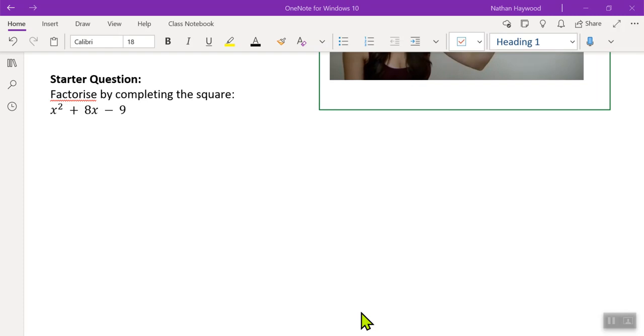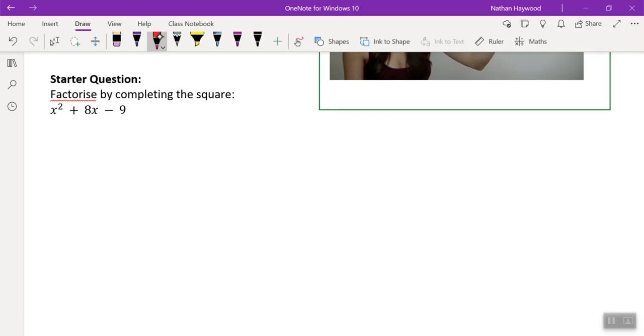We're doing completing the square again. You take the number in front of x, which is 8. We're taking the number 8. What are we doing with the number 8? Divided by 2 and square it. So we're adding that, we're also minusing that.